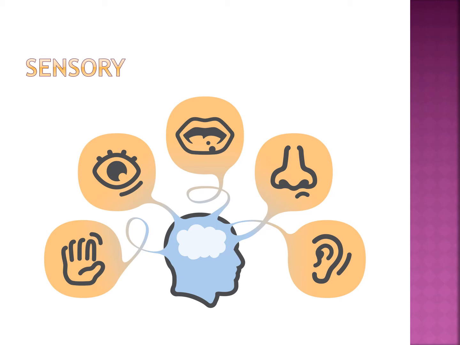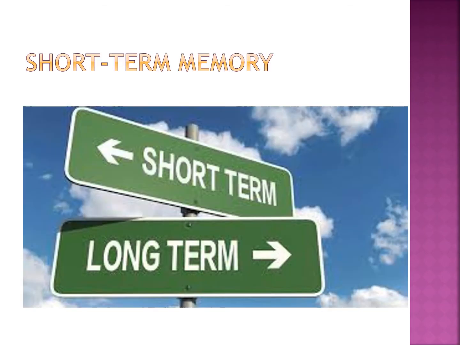So we have all of this sensory information that comes in, and very quickly we lose most of it. And really, the only stuff that we hold on to are the things that we are focused on, the things that we are paying attention to. And those things are going to move into our short-term memory. Short-term memory is also known as a person's working memory.